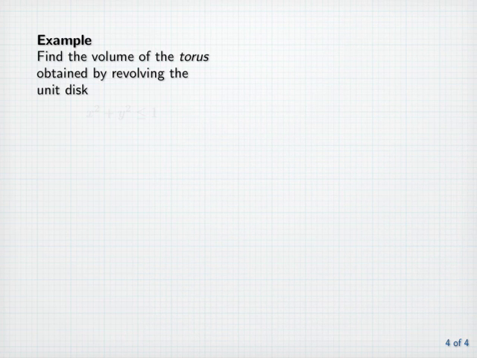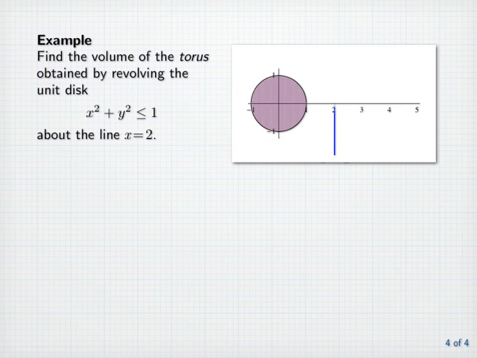One more example. Find the volume of the torus obtained by revolving the unit disk x squared plus y squared less than or equal to 1 about the line x equals 2. Here's a picture of the region along with the axis of rotation, the line x equals 2. Now let's rotate the region to see the torus.